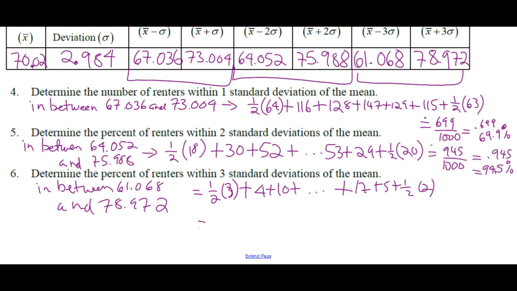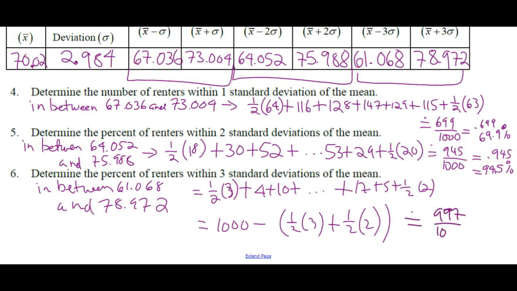right? Or we could say, wait a sec, we know there's 1,000 people, and we're going to take from that half of 3 plus half of 2, right? We just take away those 2 little end bits, right? Half of the bar that has 3 in it on the left end, and half of that. And that works out to about 997 out of 1,000, or 99.7%. Okay? 99.7%, that's almost everybody, right?